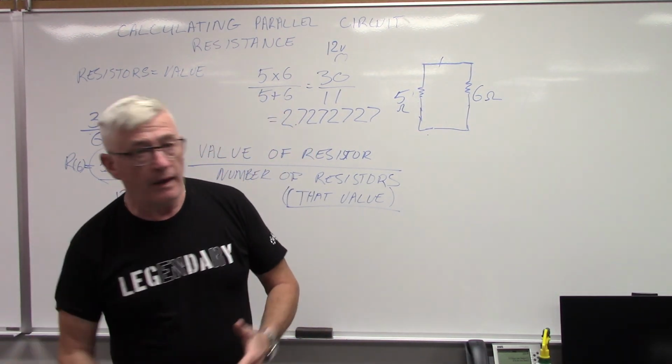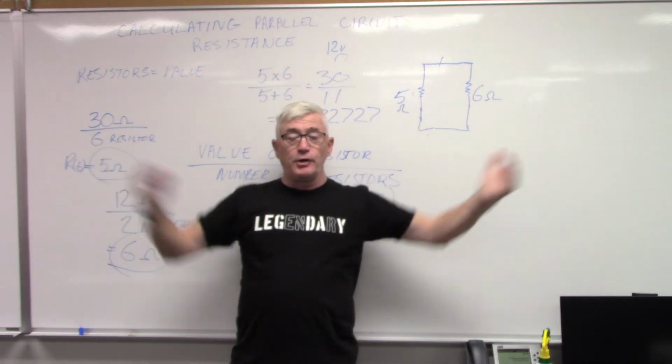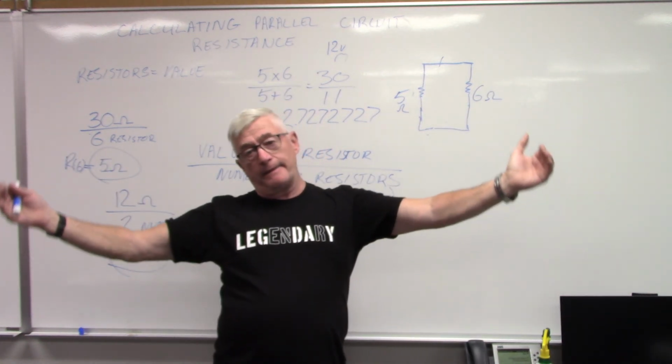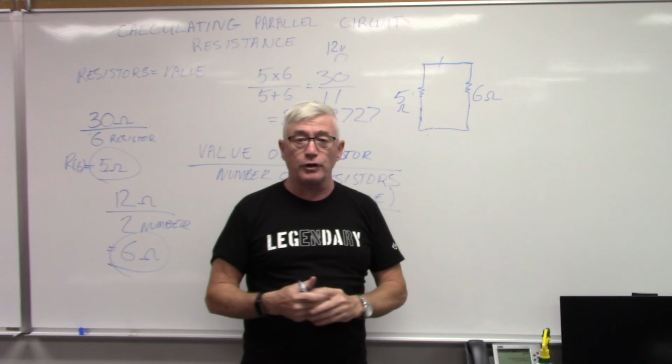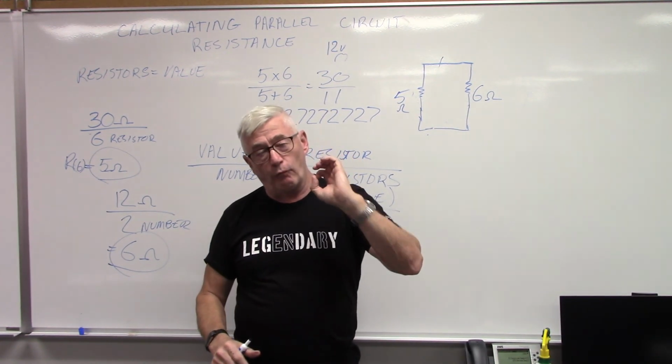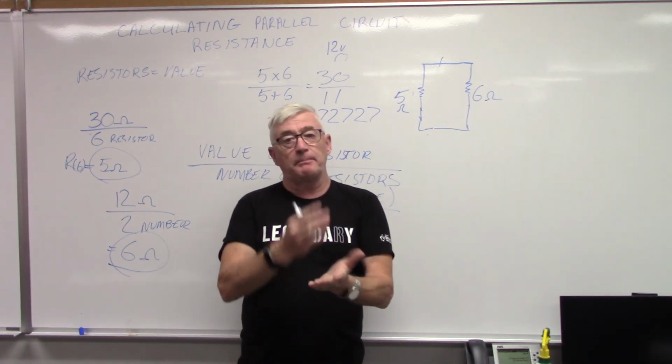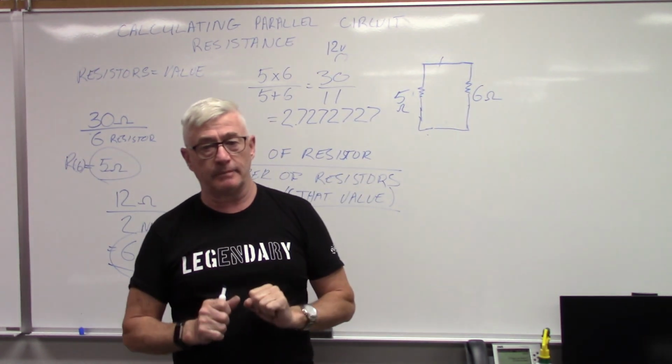All right? So that is a way to calculate resistance when they are of equal value. And whether the circuit is all the same, you could have 10 lights that are all the same value, and you could do the resistance of one resistor and divide it by the number of resistors, 10. Okay? And that's it.